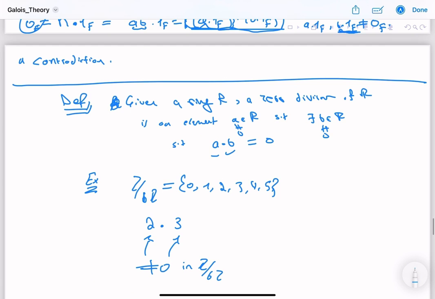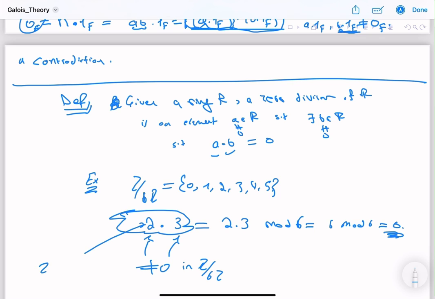Like these are not 0 here. However, if we multiply these, this is the same as 2·3 mod 6, which is equal to 6 mod 6, which is equal to 0, right? So these are two non-zero elements of Z mod 6, but they multiply out to 0, which means that these are zero divisors, right? So this is the definition of what a zero divisor is.